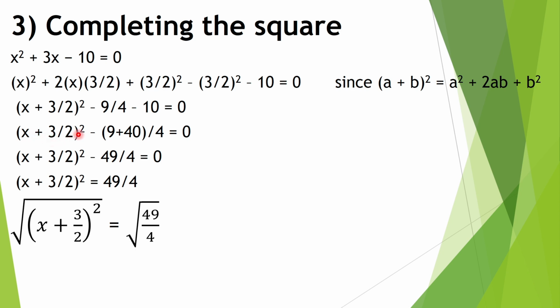So x plus 3 divided by 2 whole squared, minus 9 over 4 minus 10, that is minus 9 plus 40 divided by 4 by taking LCM, equal to 0. Solve this equation, this will become 49 and this will become 4. So we will send this term to the other side of the equation, it will become 49 divided by 4. Taking square root on both sides, this square root will cancel this, and the square root of 49 is 7 and the square root of 4 equals 2.